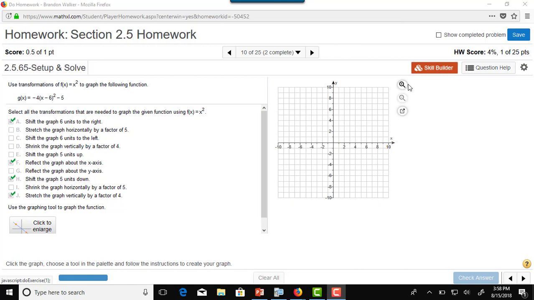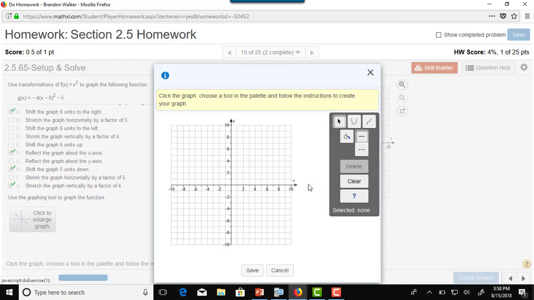So now what it's asking me to do is to graph this function. So a couple different things I can do. I can zoom in, or I can click right here to enlarge my graph. And so if you click over there where it says click to enlarge, then it'll pull up this window here, and you can do the different things that it's asking you to do.